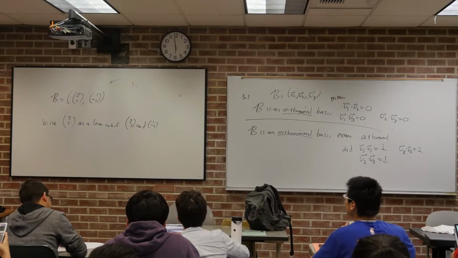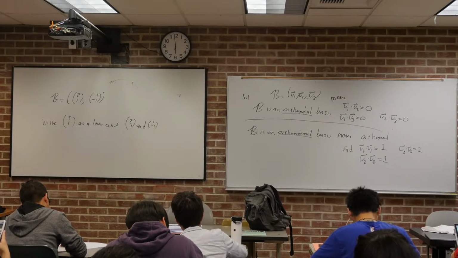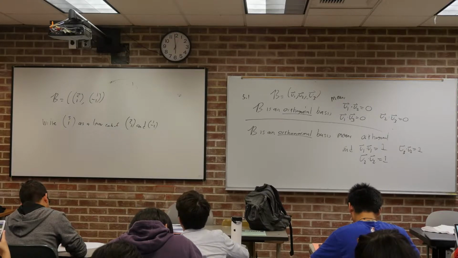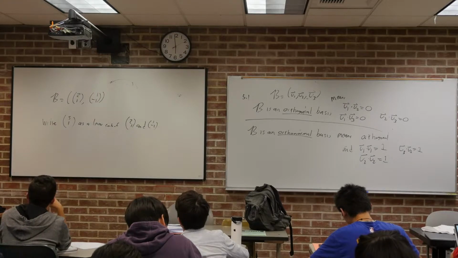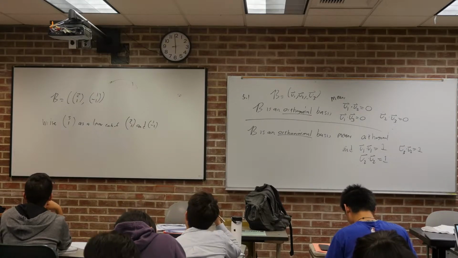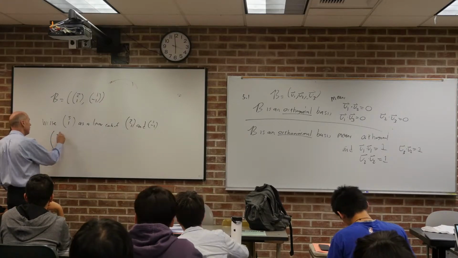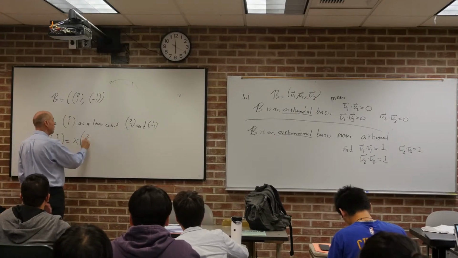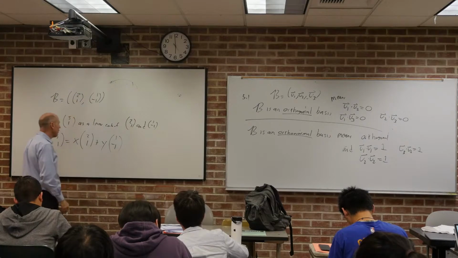Let's imagine I want to write the vector (5, 1) as a linear combination of (2, 1) and (1, -1). Is B an orthonormal basis? It is not. It's not length 1 and perpendicular to each other.